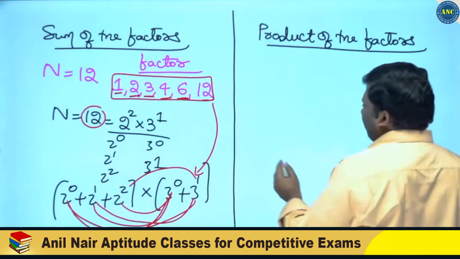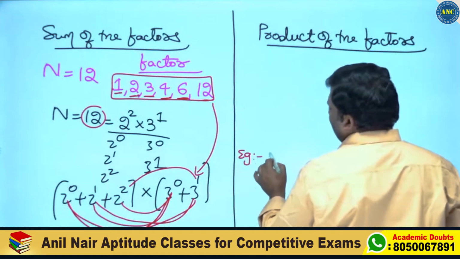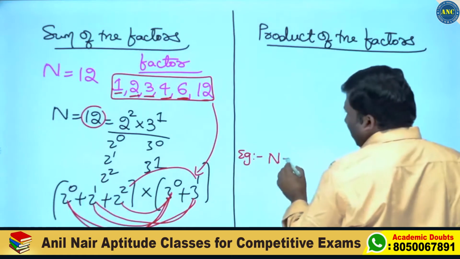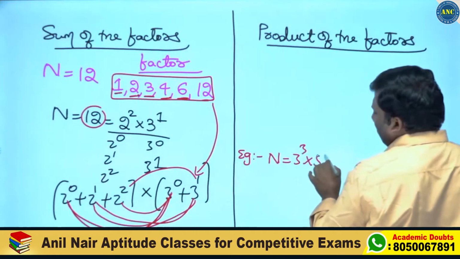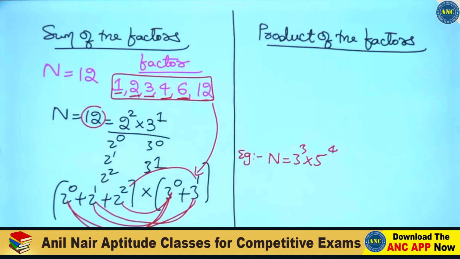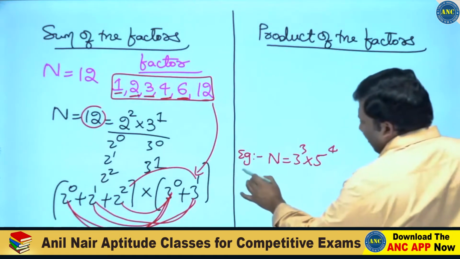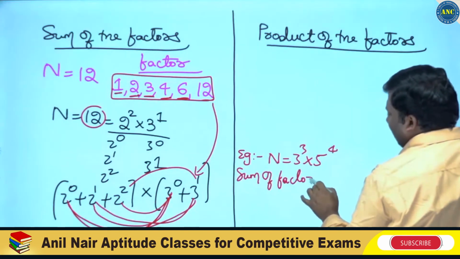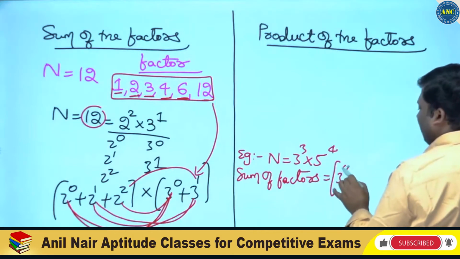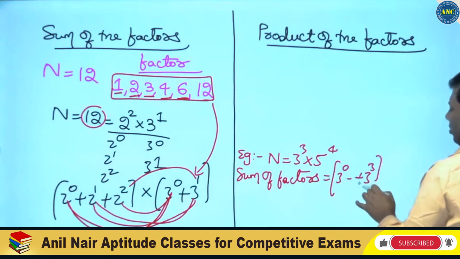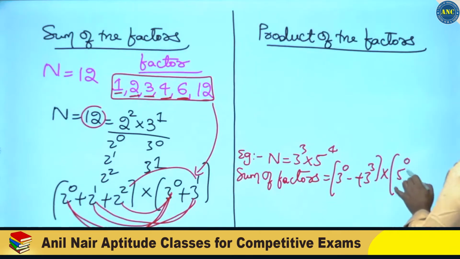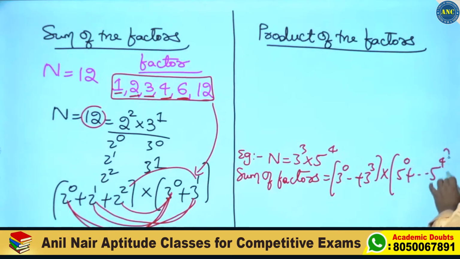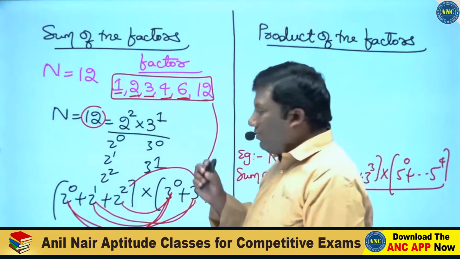For example, if the question is 3 cube into 5 power 4, find the sum of the factors. Sum of the factors is given by, start from 0 to 3, 3 power 0 to 3 power 3. Again start from 0 to 4, 5 power 0 to 5 power 4. I hope the concept is clear. This is how the sum of the factors will be calculated.